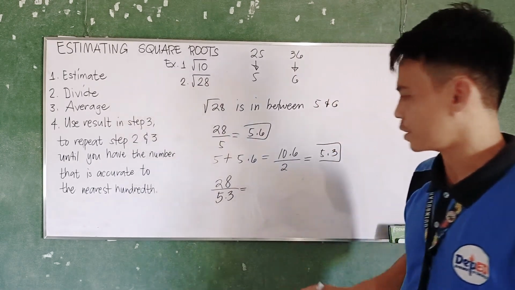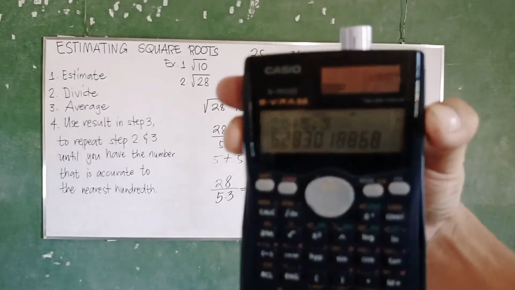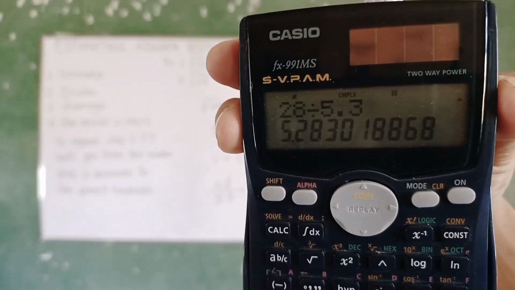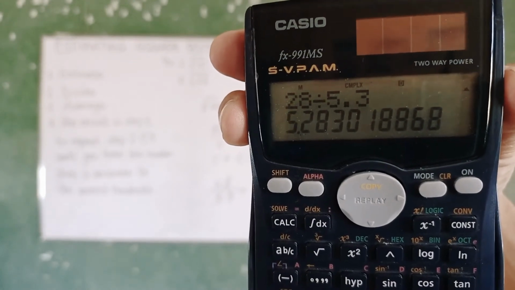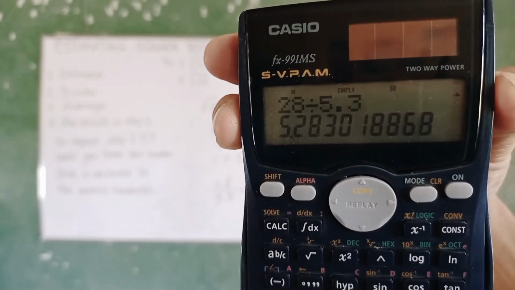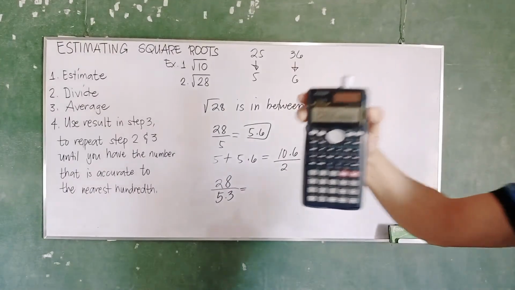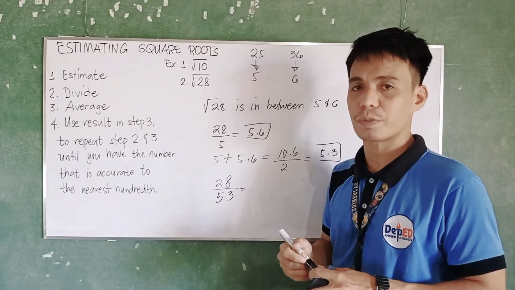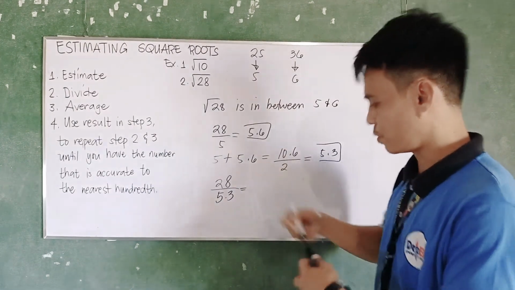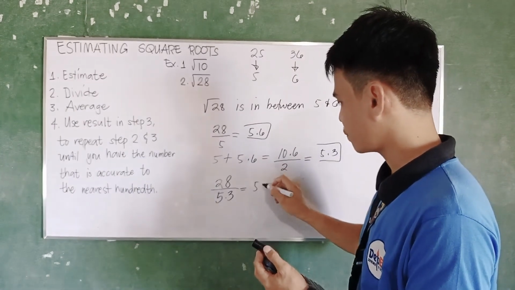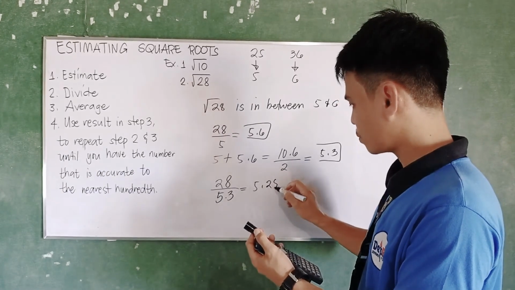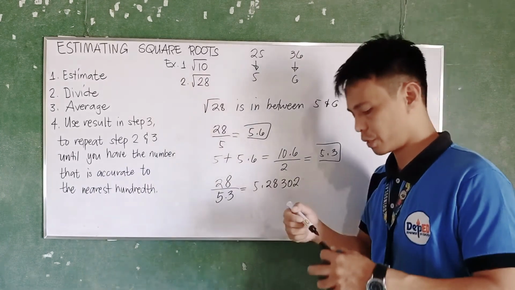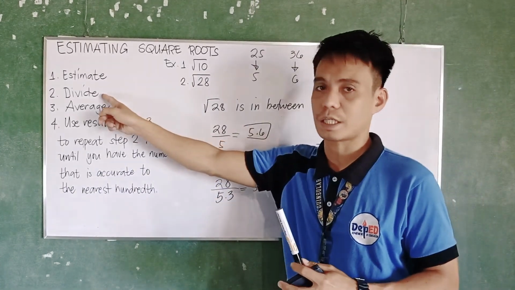So therefore, your answer is 5.283018868. So kukuha lang tayo guys ng 5 decimal places para mas accurate yung answer natin. So, kukunin natin, this is 5.28302. Okay, so there you have it guys, na-divide na natin.